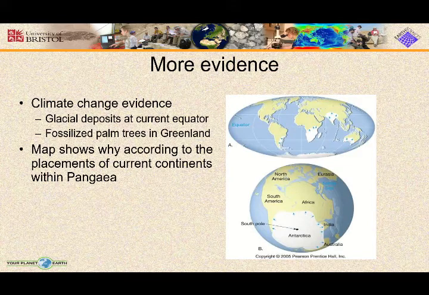Now, what are the other evidences? Climate change evidences such as glacial deposits at current equator and fossilized palm trees in Greenland also strengthens the theory. The map shows why according to the placements of current continents within the Pangaea.